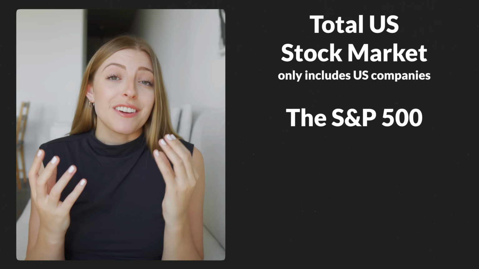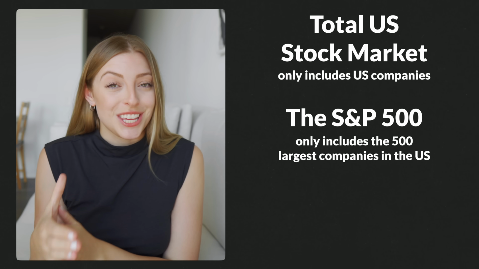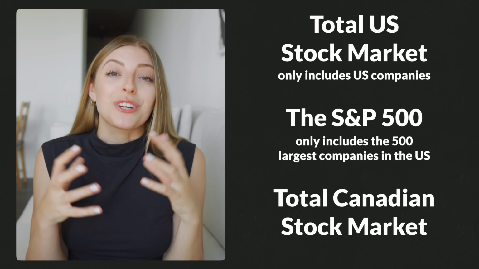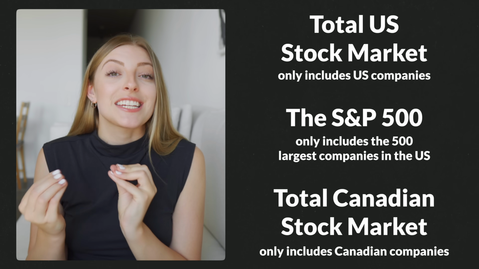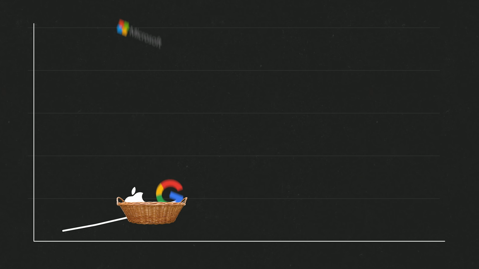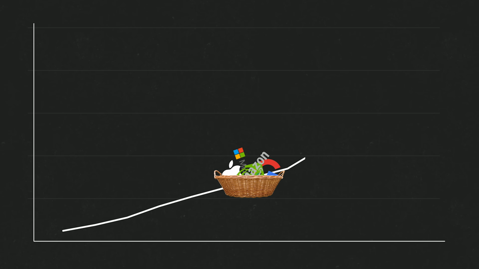There's also the S&P 500. That's the part of the stock market that only looks at the 500 largest companies in the US. And then there's also the total Canadian stock market, which is the part of the stock market that only looks at companies based in Canada. So passive ETFs are made up of the exact same investment options that are already included in a market index that already exists. It's all about matching the market as it is so that you can get, give or take, the same return.